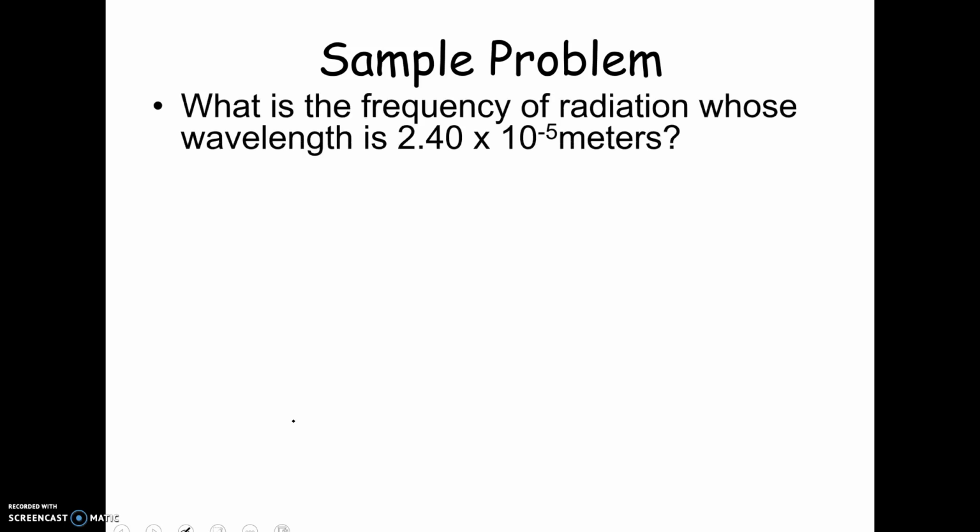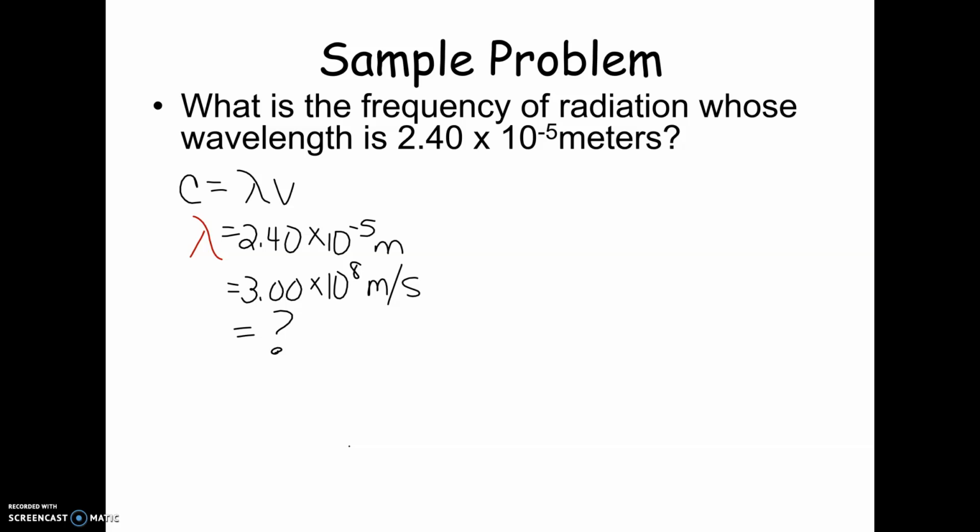So some problems that you might be given for something like this. What is the frequency of radiation whose wavelength is 2.40 times 10 to the negative 5th meters? So remember our formula. C is equal to wavelength times frequency. All right, so we have our wavelength, 2.40 times 10 to the negative 5th meters, and we also know our speed of light, because that's a constant. So C is equal to 3 times 10 to the 8th meters per second.